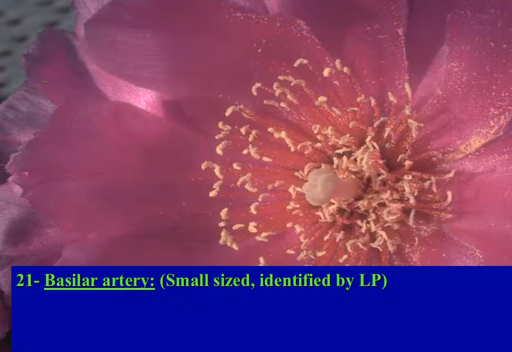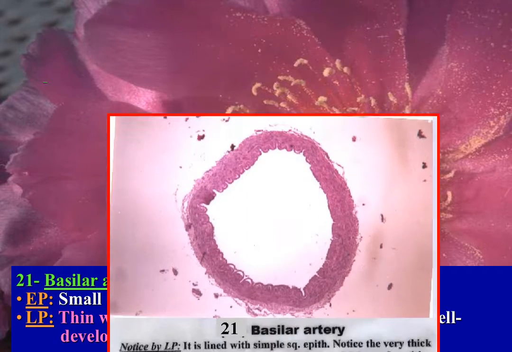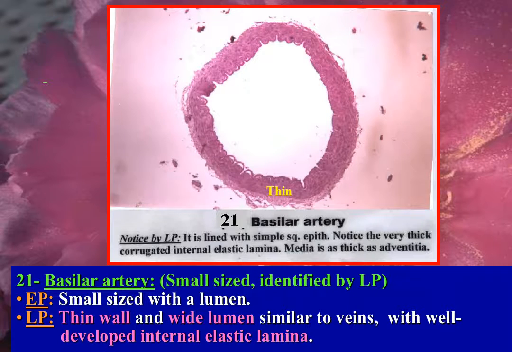Basilar artery. By eyepiece, it is a small-sized section with a lumen. By low power, it has a thin wall and wide lumen, similar to veins, but is characterized by the presence of a well-developed internal elastic lamina.